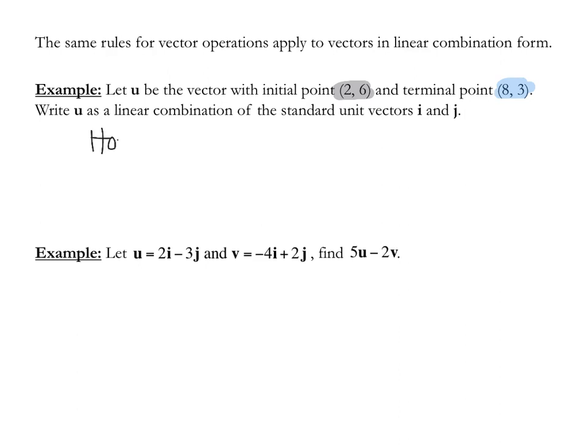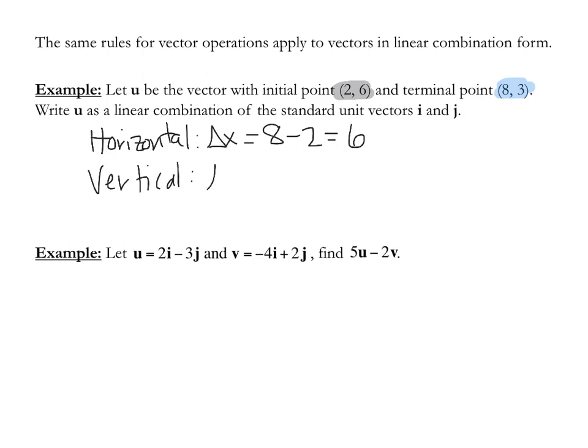So the horizontal component would be looking at what the change in x is. The change in x to go from the initial to the terminal, we'll do terminal minus initial, and the horizontal component would be 6. The vertical component, I'm looking for the change in y, which would be 3 minus 6, which is negative 3. So in linear combination form, I would write it as 6i minus 3j.